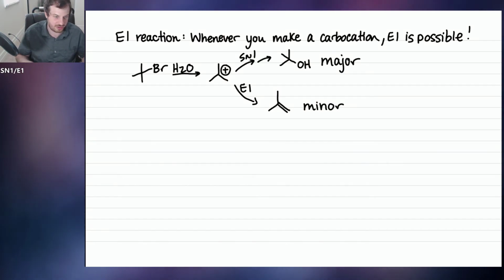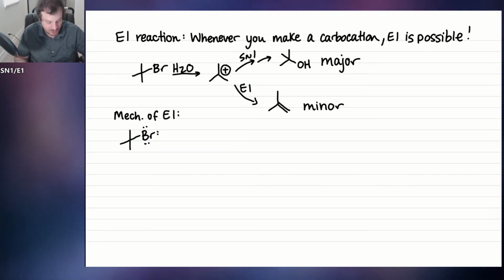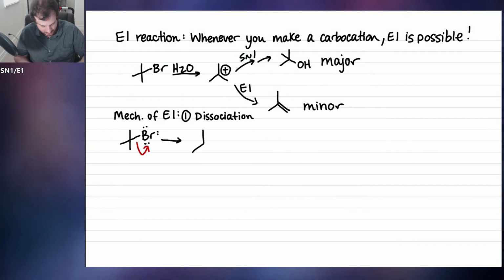Okay, how does that occur? The mechanism of E1. Let's take a look. Okay, the mechanism of E1 is as follows. Same first step. Dissociation. So step 1 is dissociation. So same looking arrow. That gives us the carbocation.